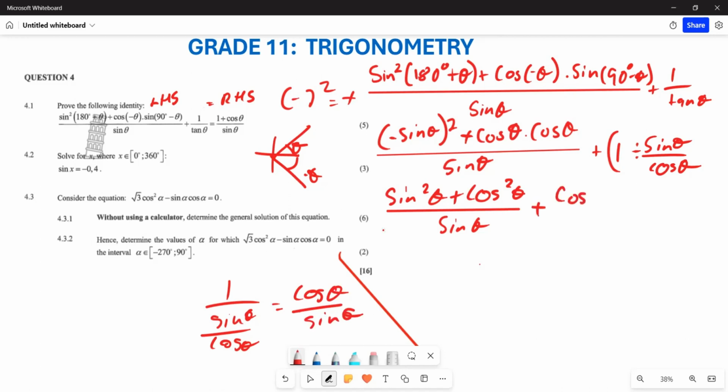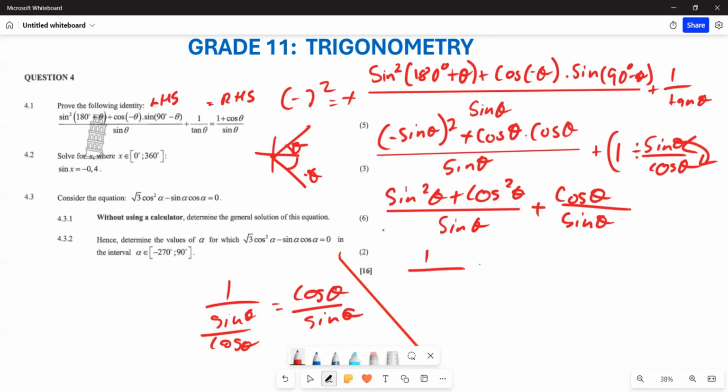This now is going to be cos of theta over what? Over sine of theta. Basically, what I did here, I swapped this one that was here, I put it in the denominator and the denominator in my numerator, right? And now, what is it that I am having here? Now, sine squared plus cos squared is the same as what? Basically, this is the same as 1.